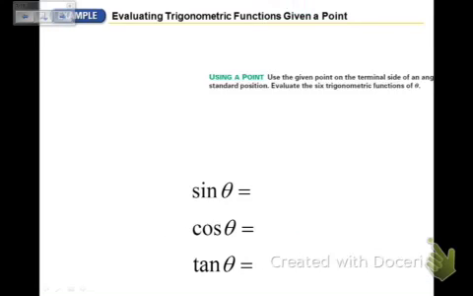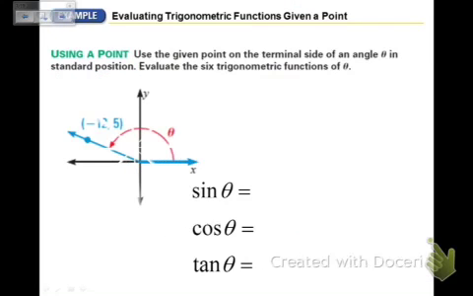Let's look at another one here. Go ahead, see if you can pause and solve this one maybe on your own. You've got the point negative 12, 5. Negative 12 is your x. 5 is your y. Find r and go ahead and plug those in. So pause, see if you can solve this based on that example we just did.